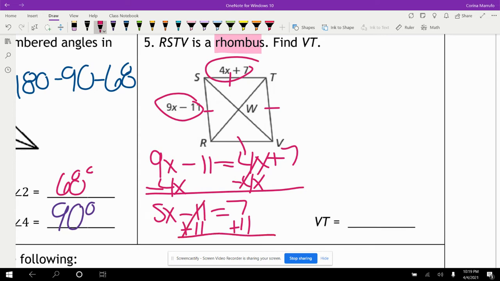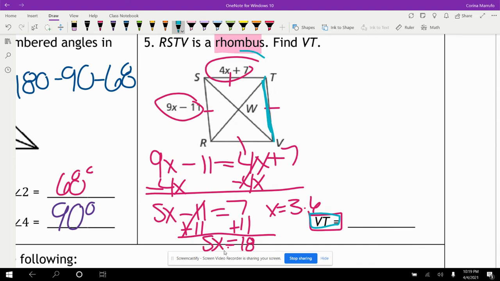And then this is going to cancel. And we get 5x equals 18. We divide by 5. So 18 divided by 5 is going to give me 3.6. So x equals 3.6. Now they're not asking us for x. They're asking us from b to t. So here's from b to t, which should be the same all the way around.